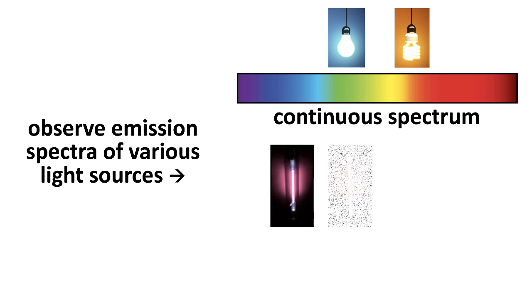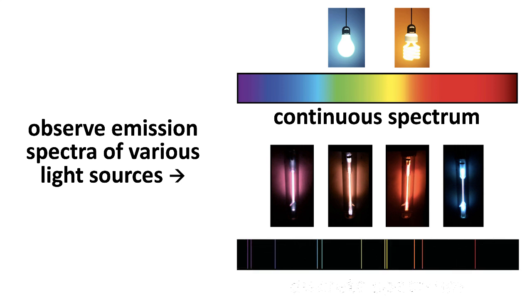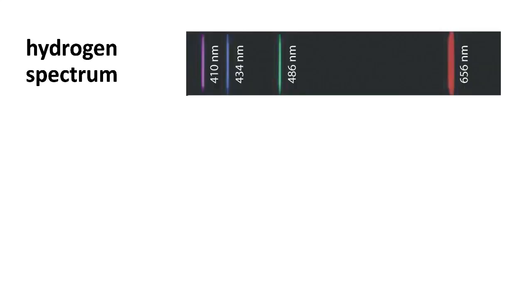But if we look at the emission spectra of specific gases through a prism, what we end up seeing is something that's known as a discrete spectrum. We get very specific or discrete lines of very specific colors, and not all the colors of the rainbow, and the lines don't blur into each other. Okay, what's going on here?